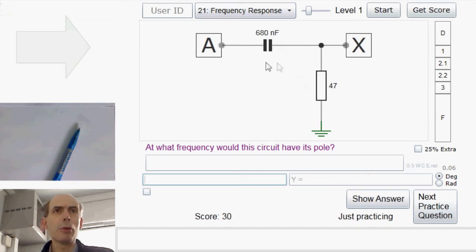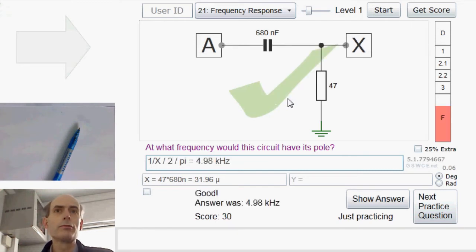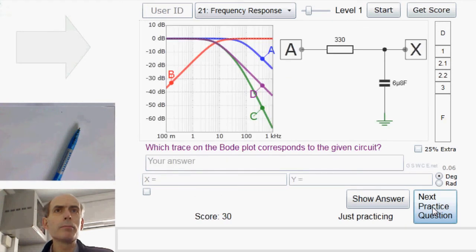Anyway, the pole frequency we can calculate from the time constant, and the time constant here is just RC, so that'd be 47 times 680 nanofarads, about 32 microseconds. And to calculate the pole frequency in hertz, we would take 1 over the time constant and then divide by 2 pi to get the answer in hertz. Fine.